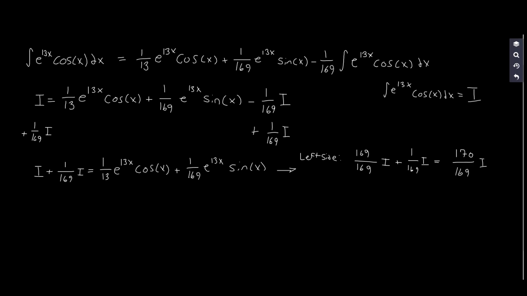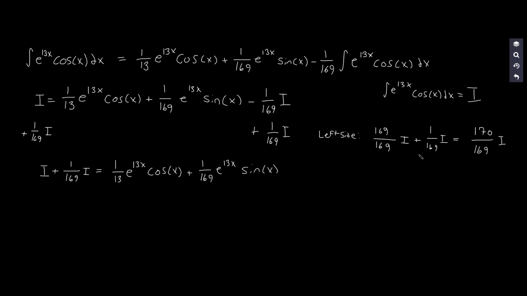And in order to solve, we have to isolate I. So what we can end up doing is multiplying both sides of the equation by 170 over 169's reciprocal. On the left side of the equation, it's 170 over 169 I. And so I can just multiply both sides by that exact reciprocal.